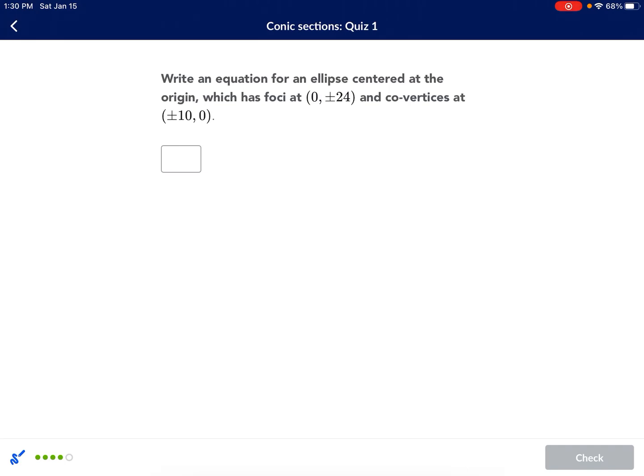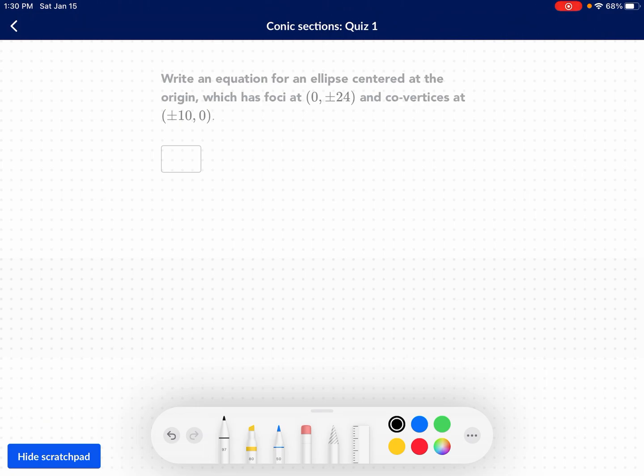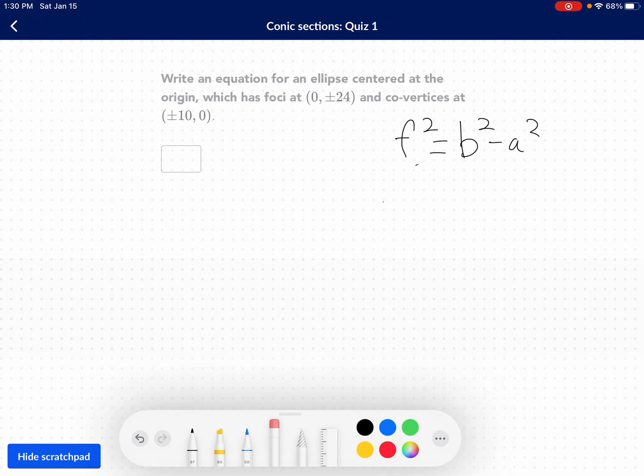Write the equation of an ellipse centered at the origin with foci at 0, plus or minus 24, and co-vertices at plus or minus 10, 0. So when I look at this, I already know the major radius is on the y-axis, because the foci are on the y-axis. So I'll just set up the equation first. F squared equals b squared minus a squared. B represents the major radius, which is on the y-axis. So the focus squared is 24 squared, that I believe is 5, hold on, I need to check. 576. Yeah, 576. Instead of writing 24 squared, I'll just write 576.